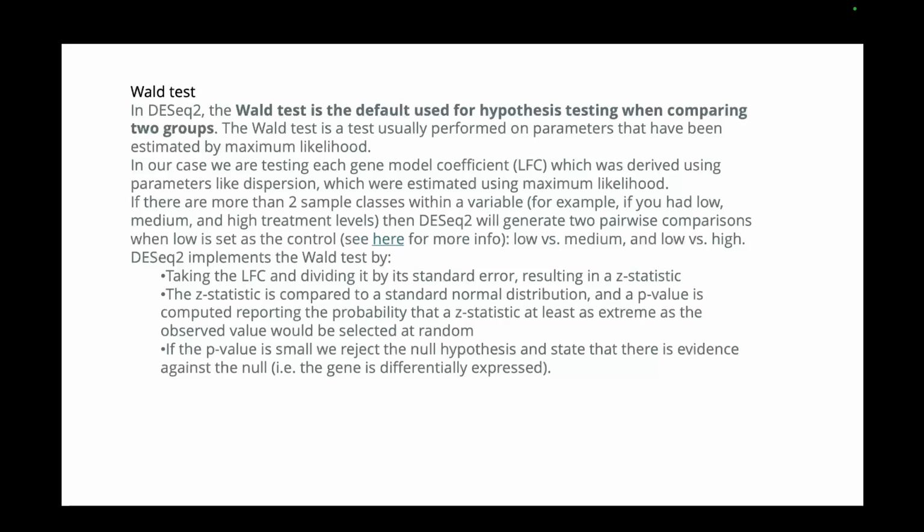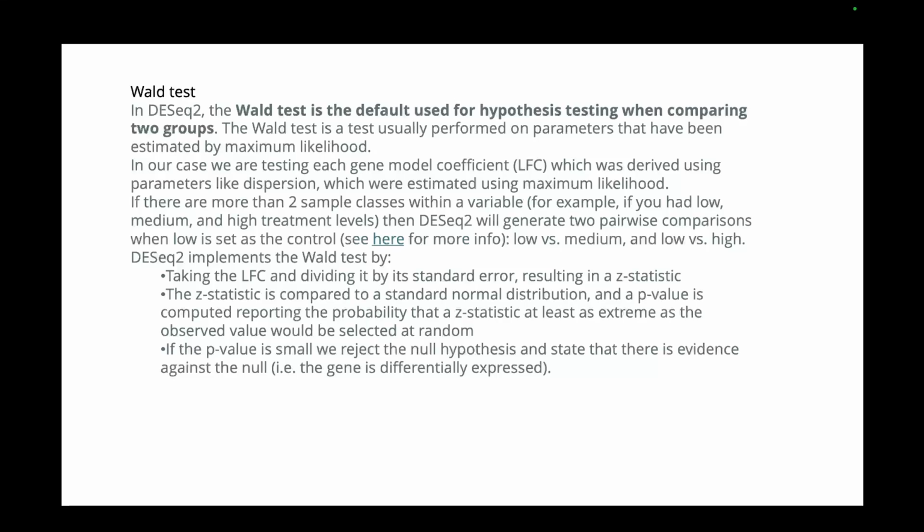Basically you're normalizing this. So the Z statistic is comparable to a standard normal distribution, and a p-value is computed reporting the probability that the Z statistic, at least as extreme as the observed value, would be selected at random. If the p-value is small, we reject the null hypothesis and state that there is evidence against the null hypothesis, that is, the gene is differentially expressed. So a couple of things to keep in mind here. Your null hypothesis assumes that the genes are not differentially expressed.